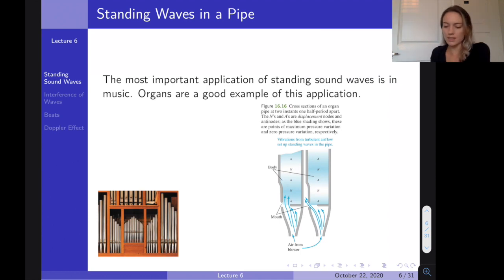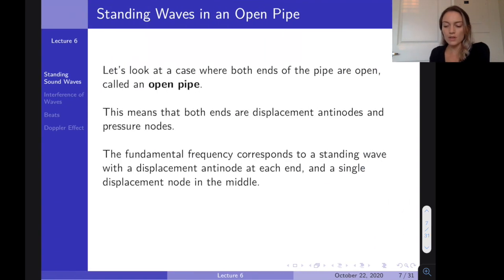So an organ is an example of an open pipe. An open pipe just means that both ends of the pipe are open. And when you have two open ends, or any open end of a pipe with a standing wave, the open end is going to be a displacement antinode, but a pressure node. And that's the case for all open ends of a pipe. It's always going to be a displacement antinode and a pressure node.